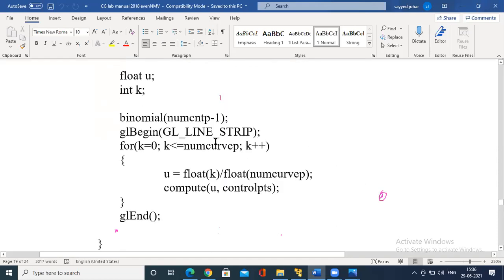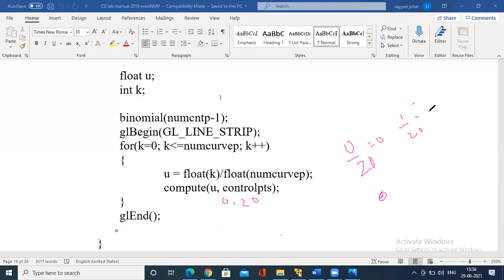So when you call this function, this is the function to compute u and the control points. It goes on till 20. So how does it work? Just see here. K equal to 0, so 0 by 20 is the value of u. 0 comma 20 is passed in the first iteration to compute. Again 1 by 20, so some numerical value is calculated and passed, 1 by 20, 2 by 20. A minute value to set up the computation.